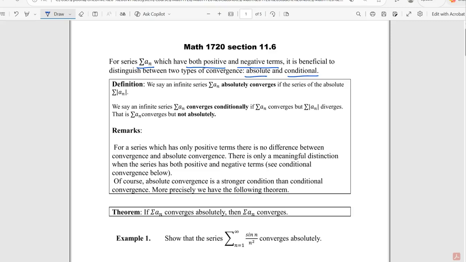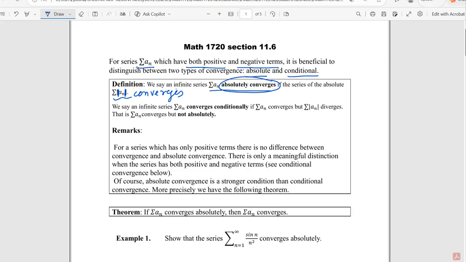We say an infinite series is absolutely convergent if the series of the absolute values converges. If we have the series and when we take the absolute value of each term it converges, we call it absolutely convergent. The second definition is the opposite of it.